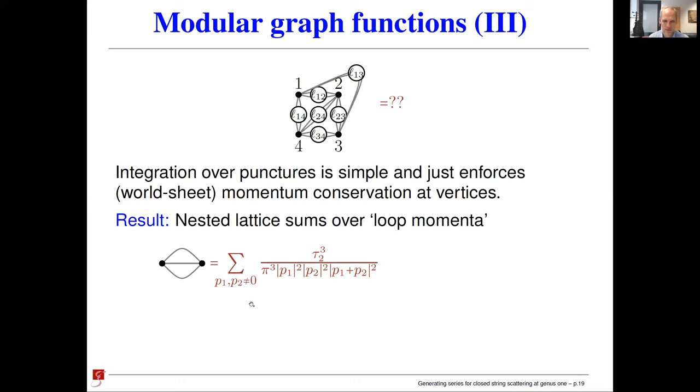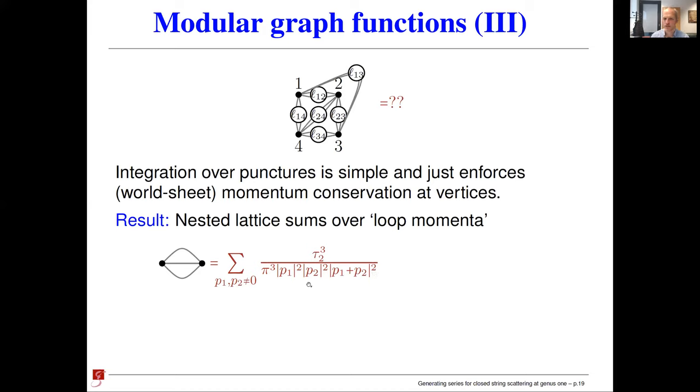Let me give you an example of these nested sums. So if you go to just two vertices connected by three propagators, after performing this integral over the vertex, you enforce momentum conservation. So there are only two independent momenta now, P1 and P2. And what you get is P1 squared plus P2 squared, and then by momentum conservation, this one has to be minus P1 minus P2, which in the propagator you can write like that. So now this is the kind of thing that you have to do.